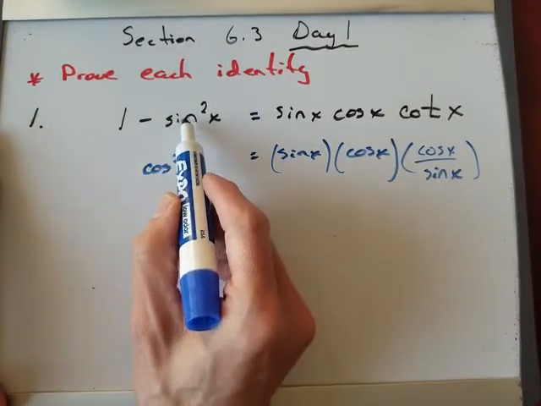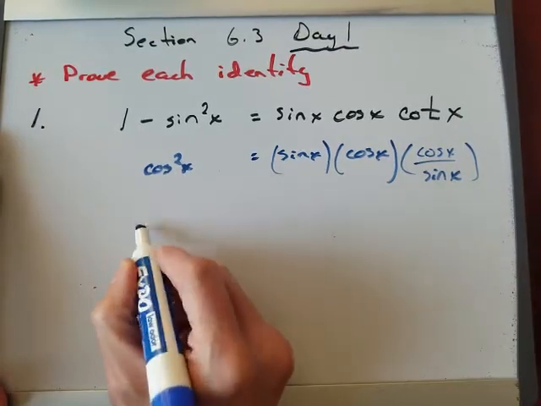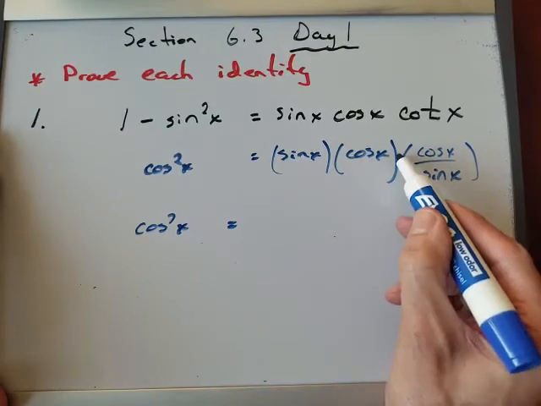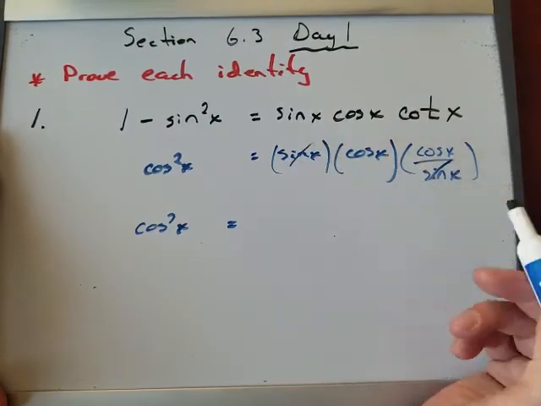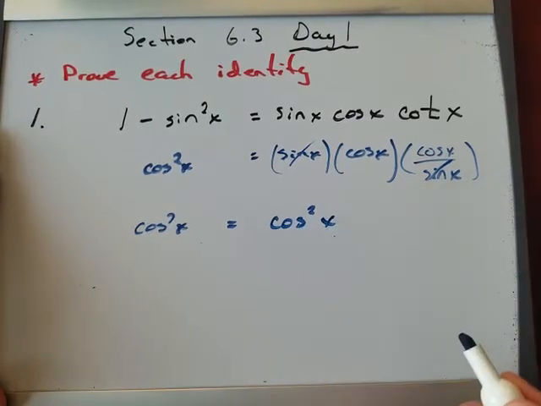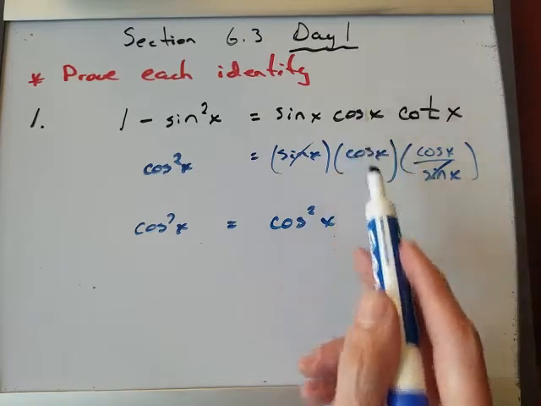1 minus sine squared is replaceable. It's equal to cosine squared. On this side over here, because everything is multiplied together, the signs actually cancel out, and cosine times cosine is cosine squared. We have just proven your first identity, that the left side is the same as the right side.